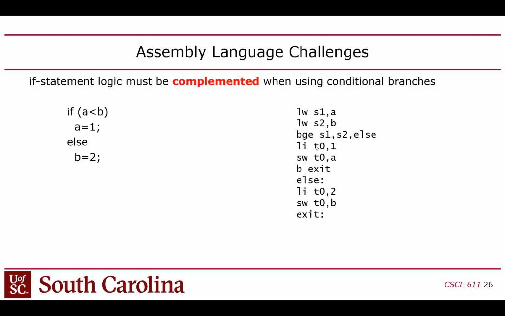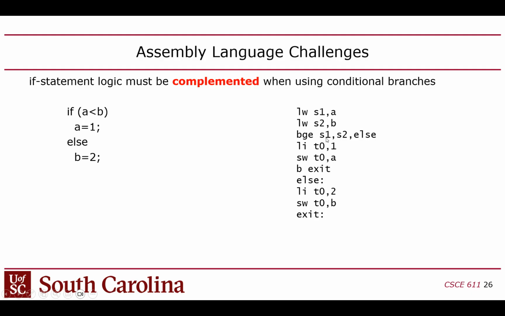So if A is less than B, as in my C code, the assembly code will say if A is greater than or equal to B, then go to the else. So it says branch if greater than or equal, S1, S2, which corresponds to A, B. Now, the other thing you could do is swap A and B here. You could have said branch if less than and then just swapped A and B in the arguments list for the branch instruction. That's another option. But either way, you have to make some kind of modification to your branch in order to get into the then part as opposed to the else part, right?